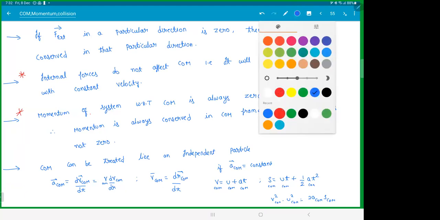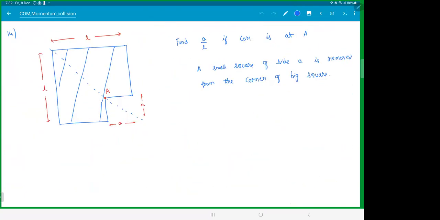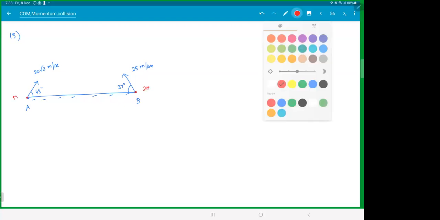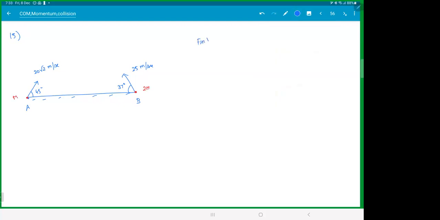Let's see some questions on this. So we have a particle here projected with 20√2 meters per second at 45 degrees. We have a particle here at 25 meters per second at 37 degrees. Let this particle be B. Let this particle be A. Let this mass be 2m and let this mass be m. Find velocity of center of mass, acceleration of center of mass, h max of center of mass.